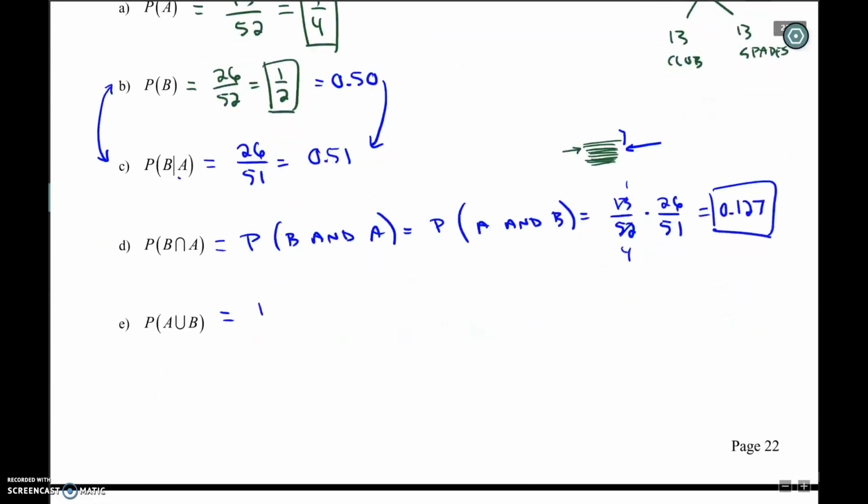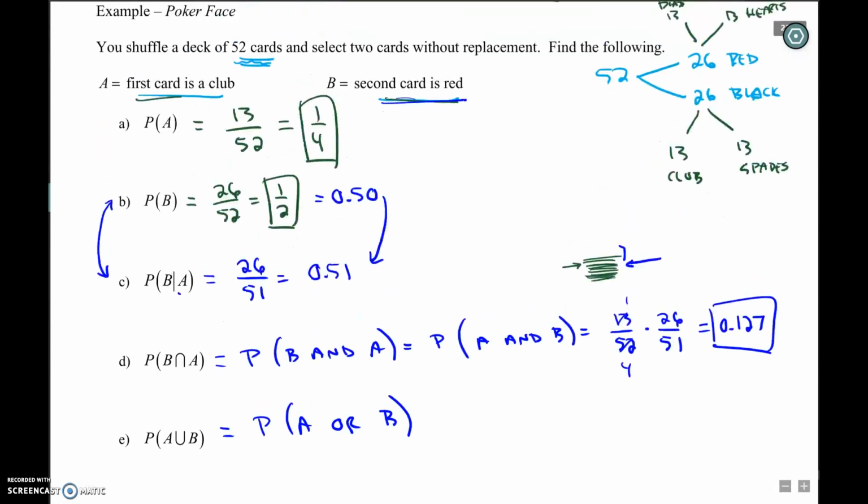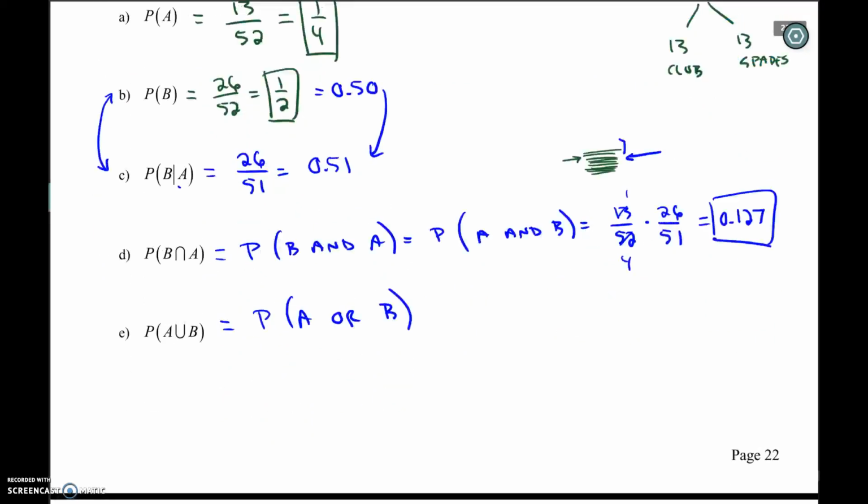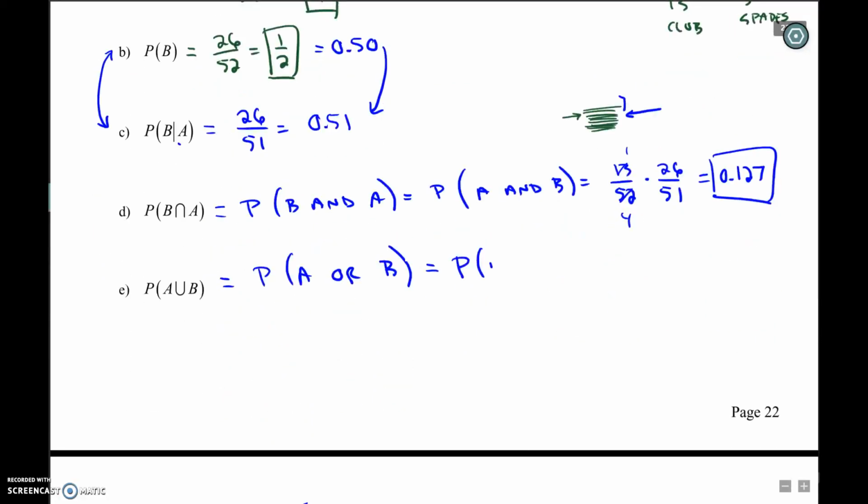And what's the probability that you get A or B? So this is the probability that the first card is a club or the second card is a red. Part of me wants to try to do this intuitively, but it's not really clicking with me intuitively. The first card could be a club and the second card could be anything, or the second card could be a red and the first card could be anything also. So whenever you start getting confused, why try to do it? Don't hurt your little brain.